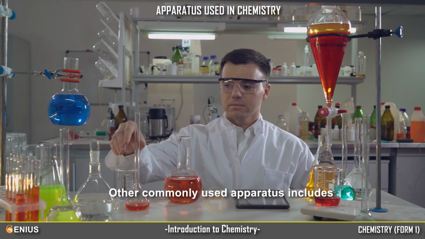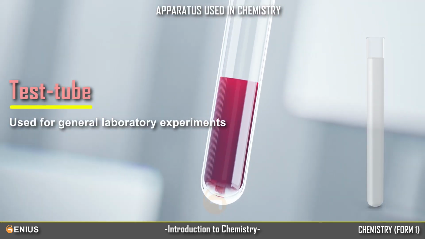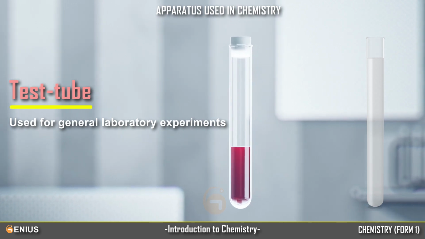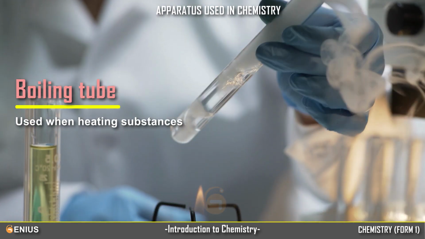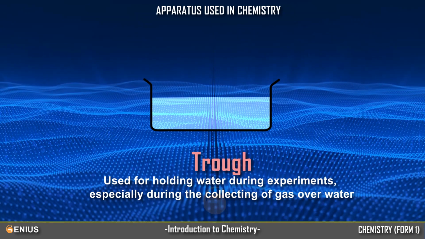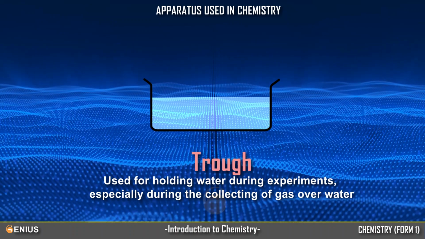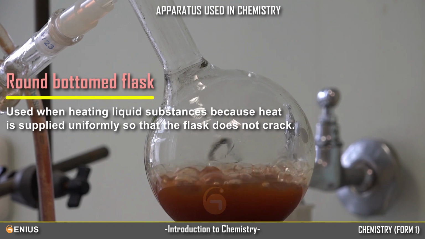Other commonly used apparatus includes test tube, used for general laboratory experiments. Boiling tube, used when heating substances. Trough, used for holding water during experiments, especially during the collecting of gas over water. Round-bottomed flasks, used when heating liquid substances because heat is supplied uniformly so that the flask does not crack.